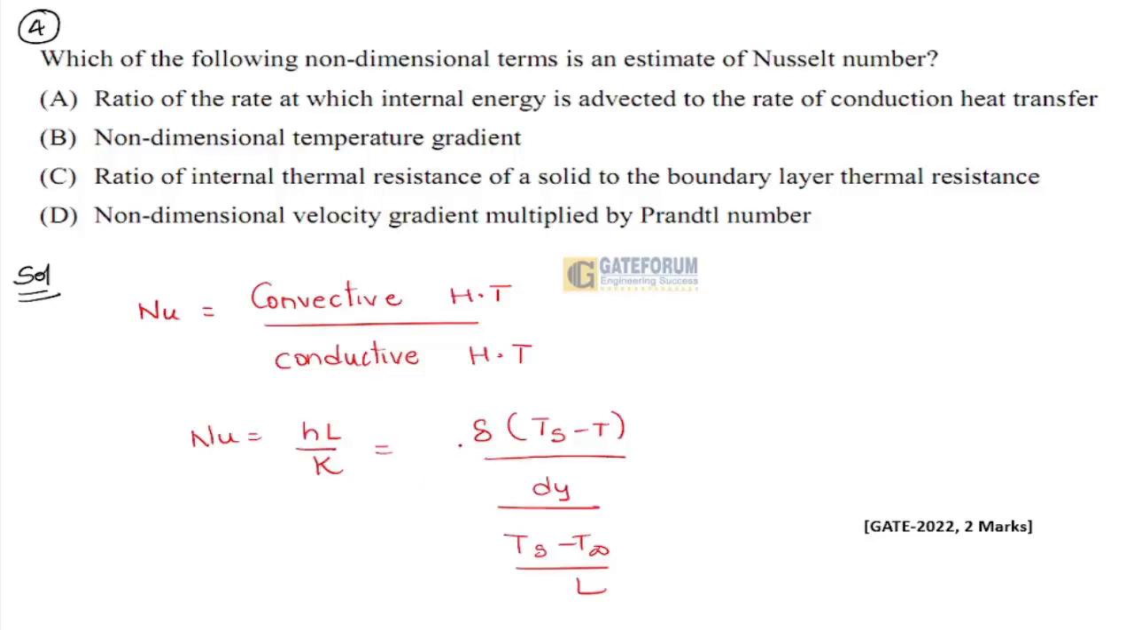So for the Nusselt number, it will always give you a non-dimensional temperature gradient. Option B will be the right answer for the given question. Nusselt number is convective heat transfer to conductive heat transfer.